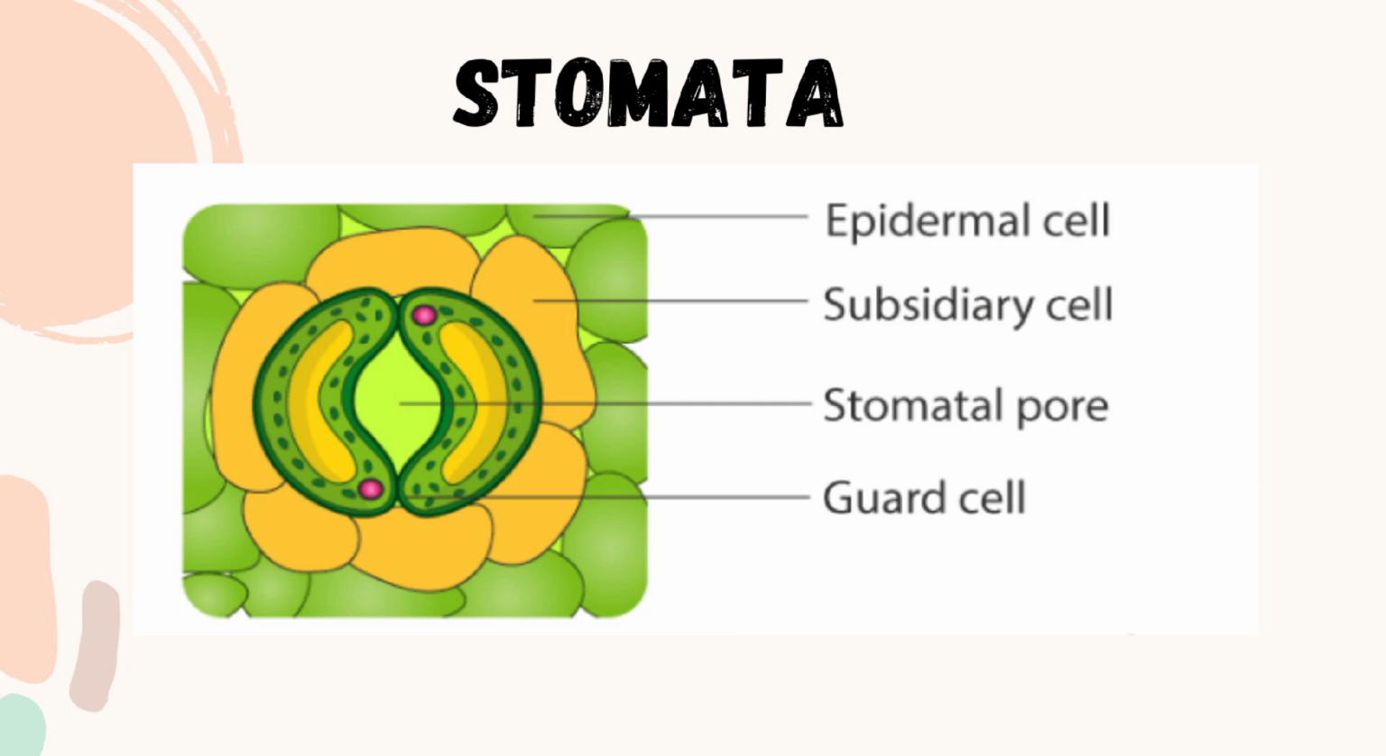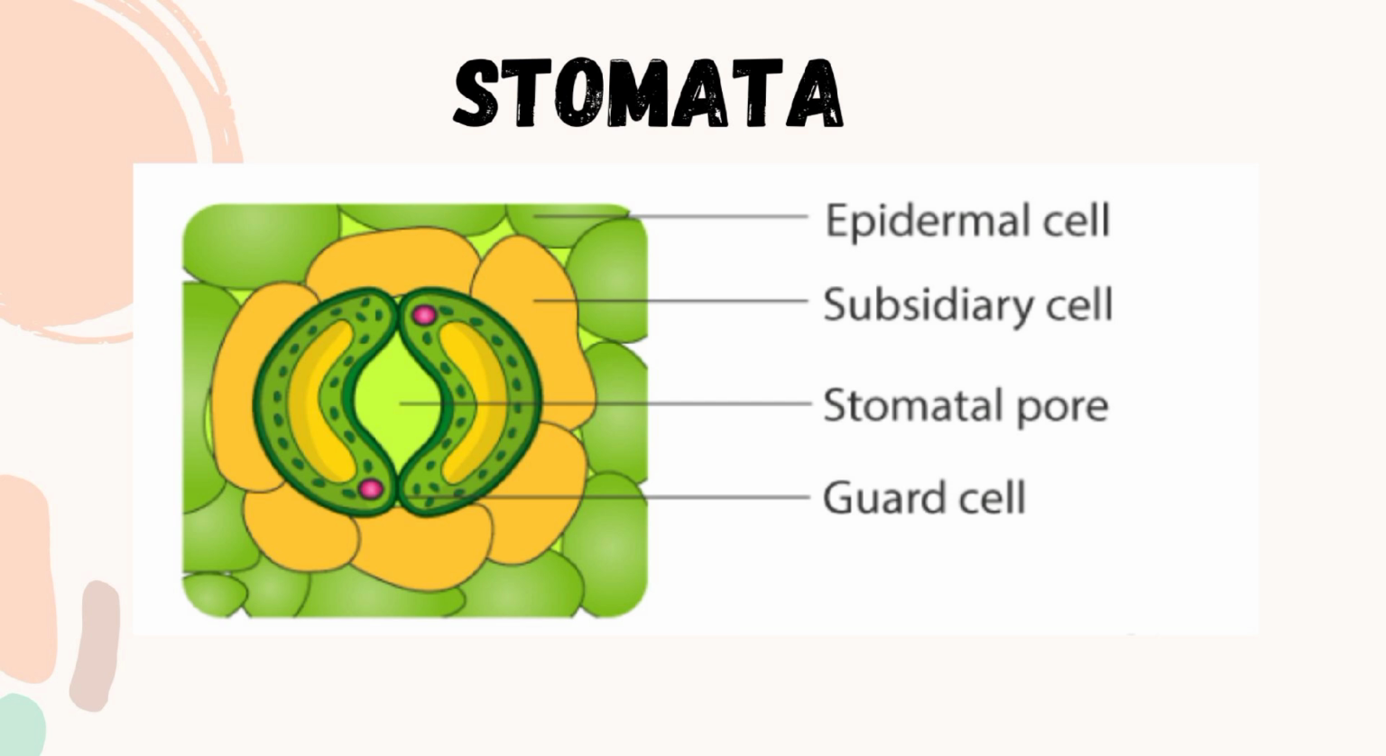This vital function is performed by the stomata. These stomata are minute pore-like structures present on the surface of the leaf, and these structures are present in abundance if you are looking at the lower surface of the leaf rather than the upper epidermis. If you are looking at the lower surface of the leaf, these are present in abundance.